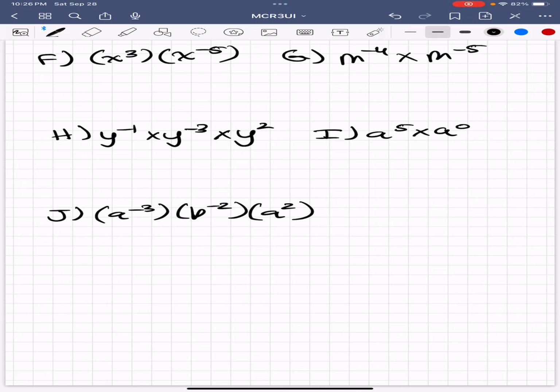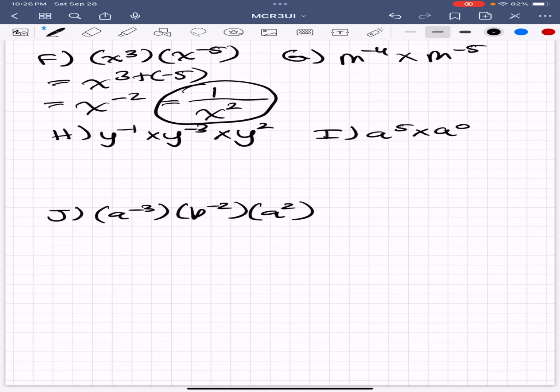Okay, so we have common bases here. It's just multiplication, so we have x, 3 plus negative 5. And if you jam those numbers into your calculator, you will get -2. But we can't have a negative exponent, so we use our negative exponent law, and we are left with 1 over x to the power of 2.